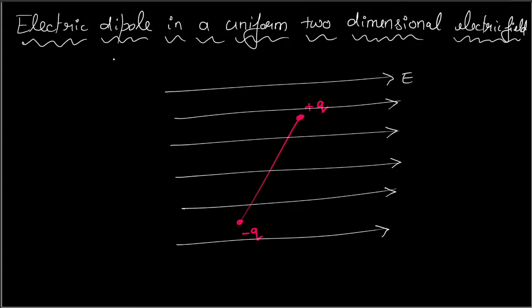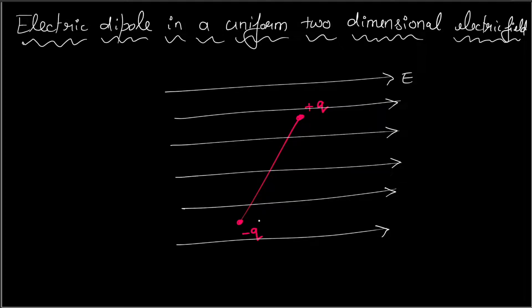I think 10th lecture, and electrostatics. We are discussing the electrostatics part, in which the topic is electric dipole in the uniform two-dimensional electric field. Basically, we have put the dipole in the uniform electric field. The dipole is here. I have represented the negative and the positive.